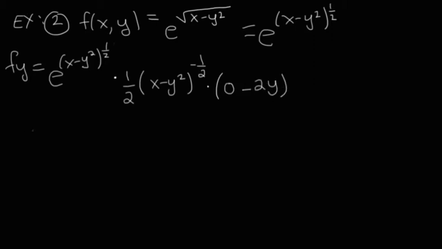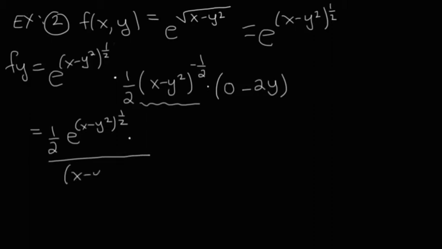Of course, this requires simplification just like before. So the 1/2 I can bring to the front. The e, I can just rewrite it. I'm not going to change that really. And then times, now the bracket x minus y squared, I'm going to bring that to the bottom. So let's do that right now. I get x minus y squared to the positive 1/2, the exponent changes into a positive. And then the 0 minus 2y, that's just simply minus 2y.